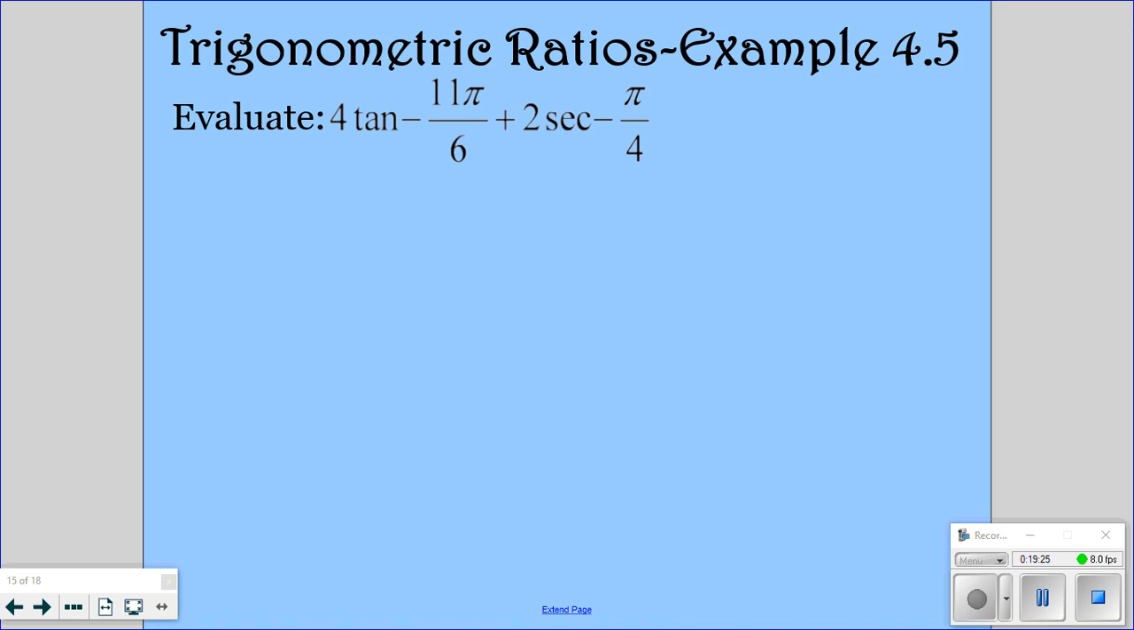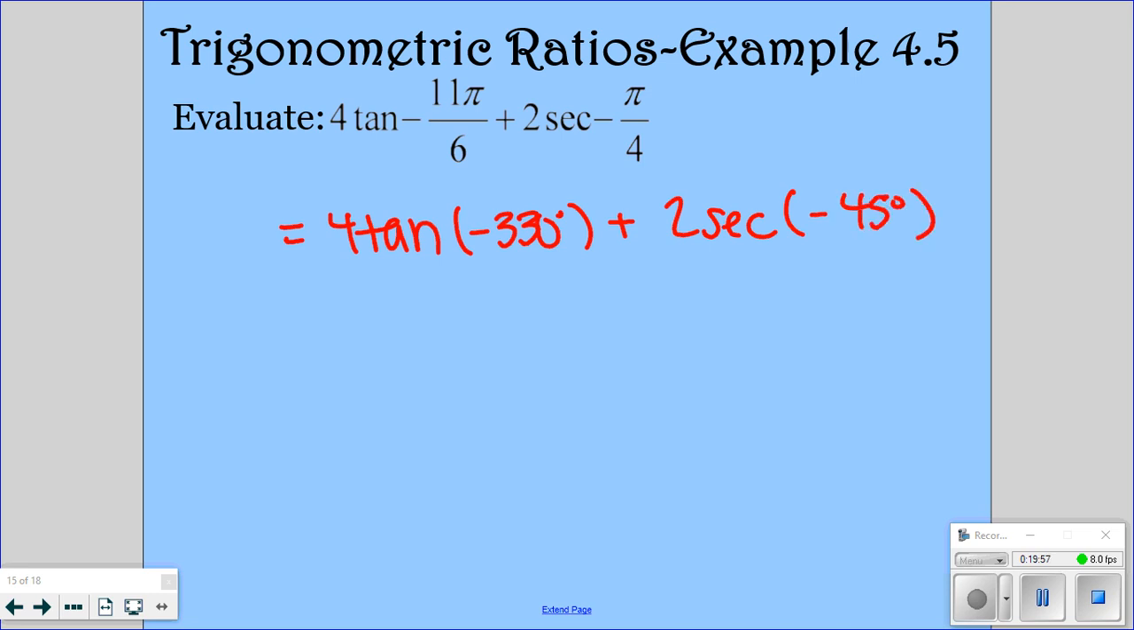Looking at another example, we're going to do the same idea. This time they threw in a secant, so we're going to have to deal with it as well. So we're going to start off with the 4 tangent of negative 11 pi over 6. I get negative 330 degrees. And then 2 secant of negative pi over 4, that's going to be a negative 45 degrees.